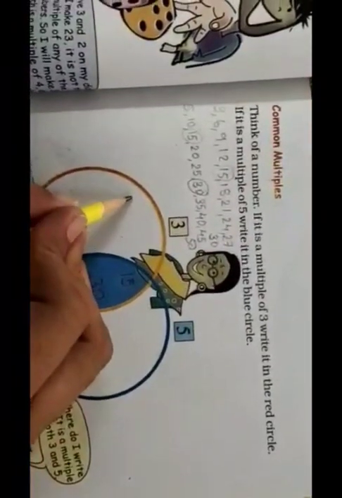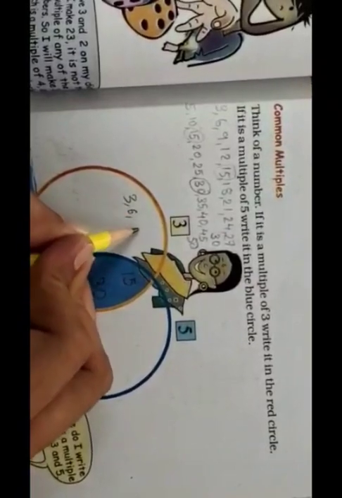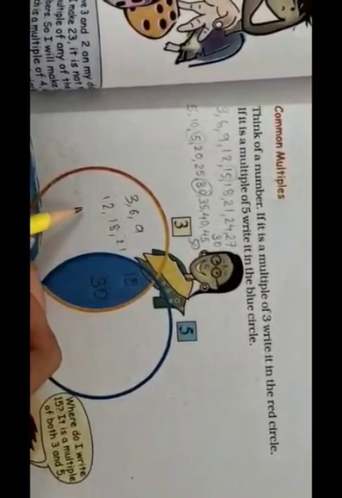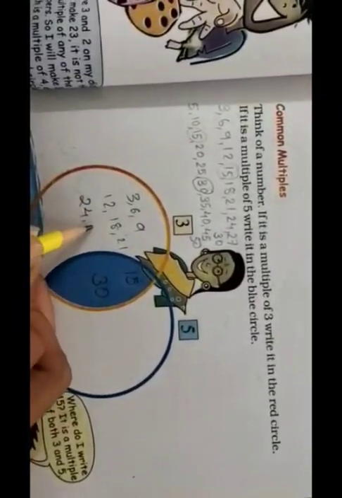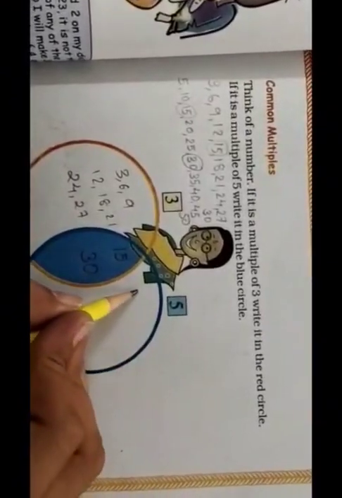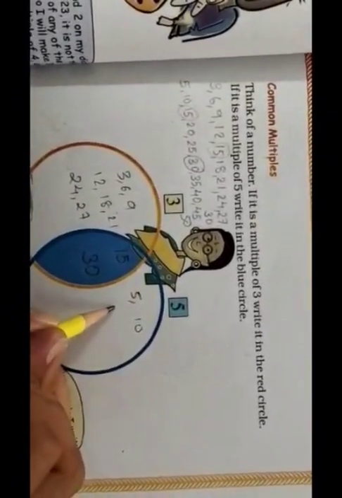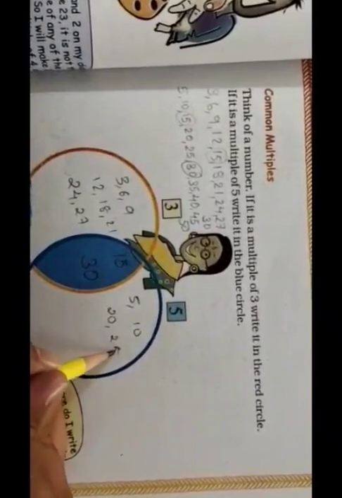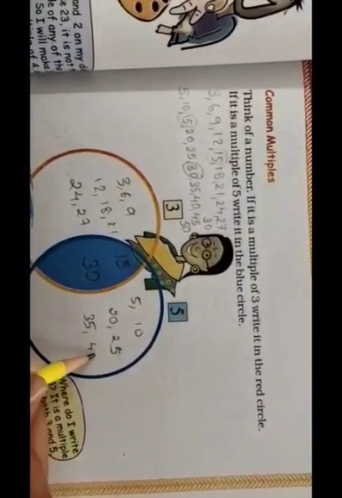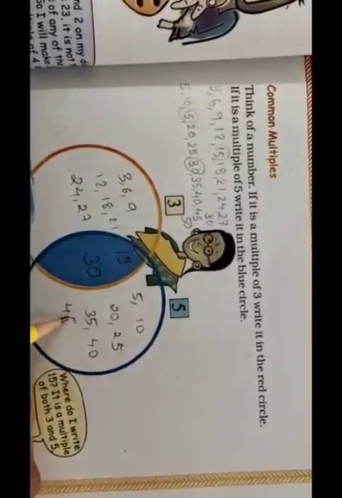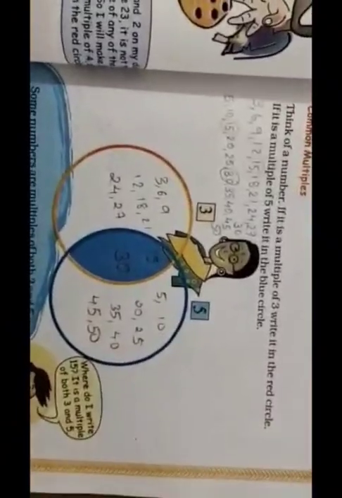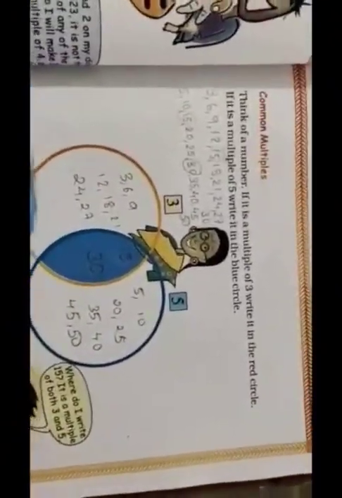Now the rest of the multiples, as it has been told in the textbook question, we will write down here. Which are the rest of the multiples? 3, 6, 9, 12, 18, 21, 24, 27. These are the rest. And here our 5, 10, 20, 25, 35, 40, 45 and 50. Understood, students? So this way we have solved this sum.